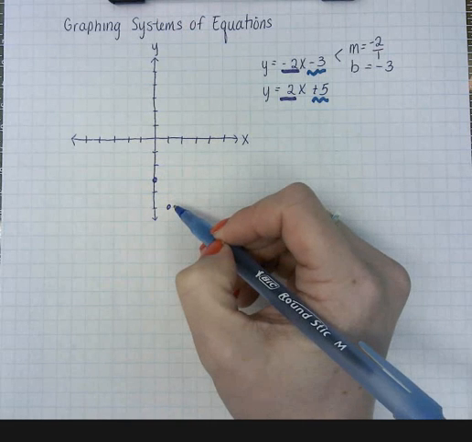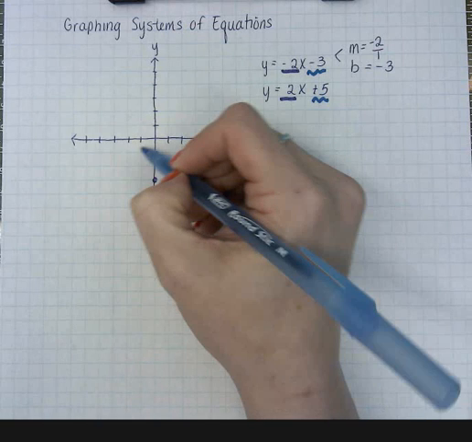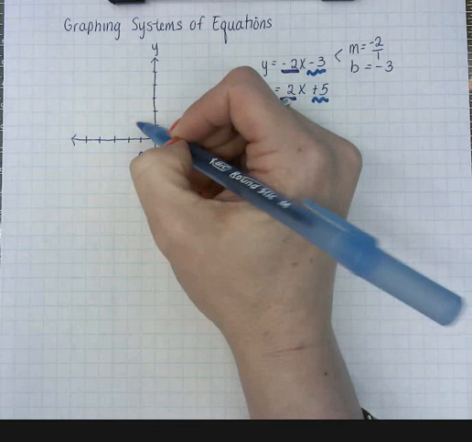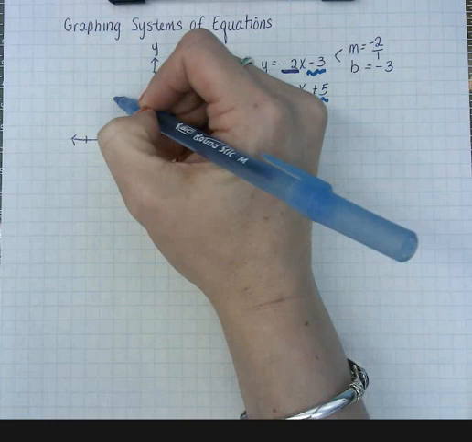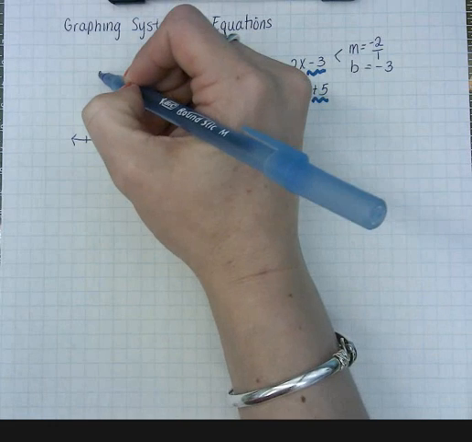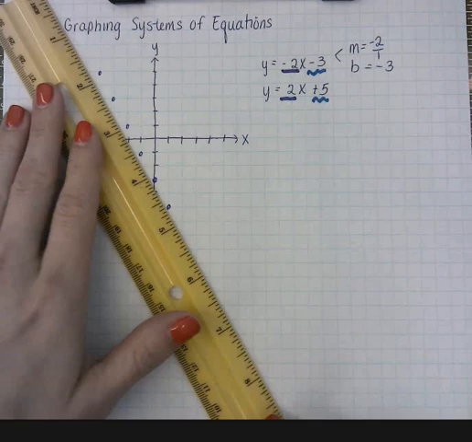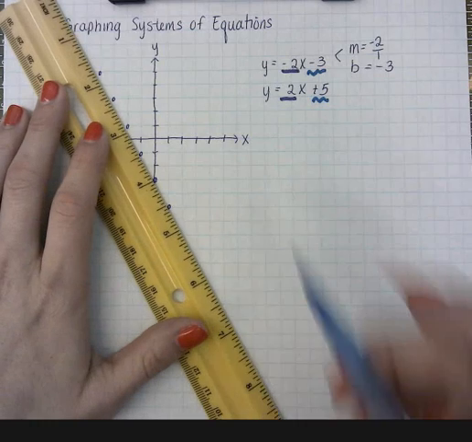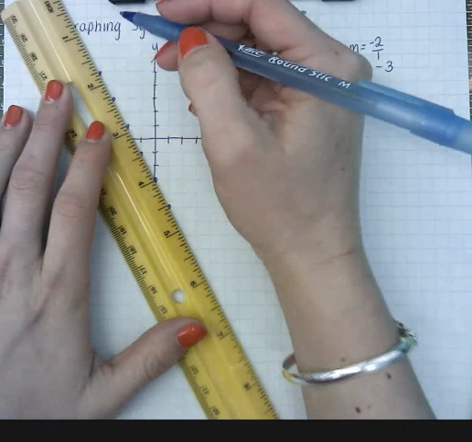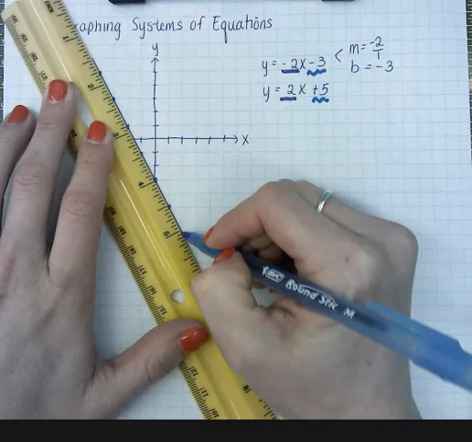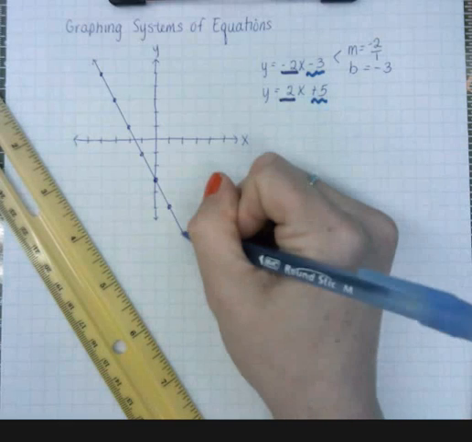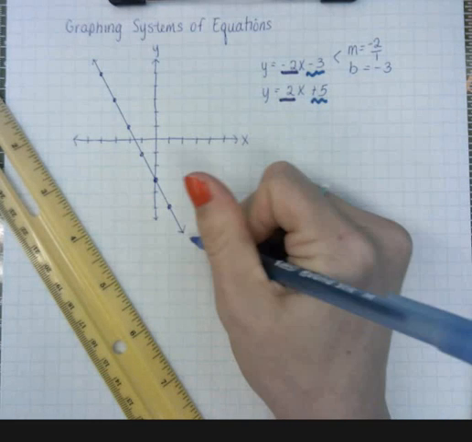We're going to do that until we have no more room on our graph, and then we're going to go ahead and connect those with a ruler. We want to make sure we connect it nice and straight. Then once you have that line done, I'm going to label that line with the equation right at the end. Now we're going to go ahead and graph the second line.